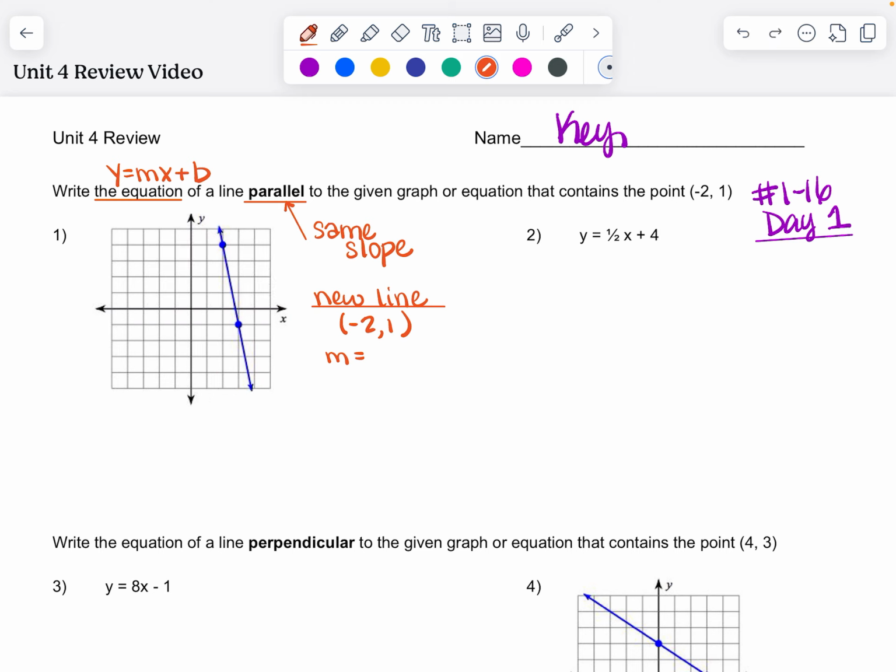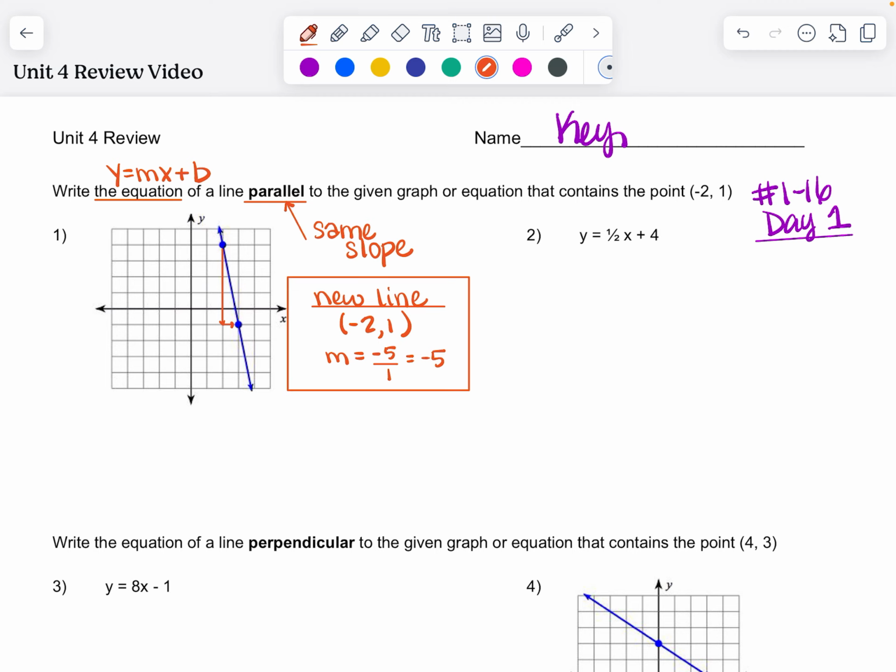And so we can just count the slope. It looks like we're going down 1, 2, 3, 4, 5. We're going down 5 and right 1. So down 5, which is a -5 movement, and right 1. So -5 divided by 1. You can leave it as -5 over 1, but I'm just going to write that as -5. And so there is all the information I know about my new line.